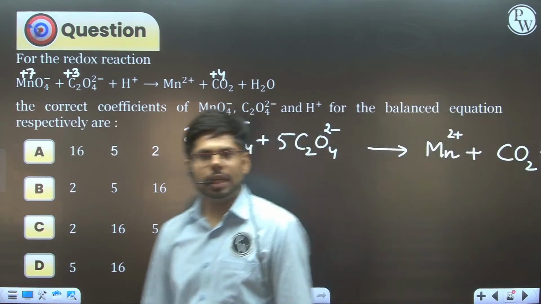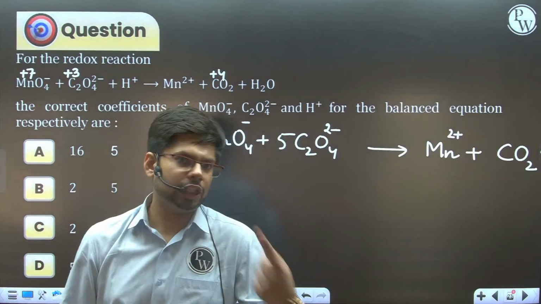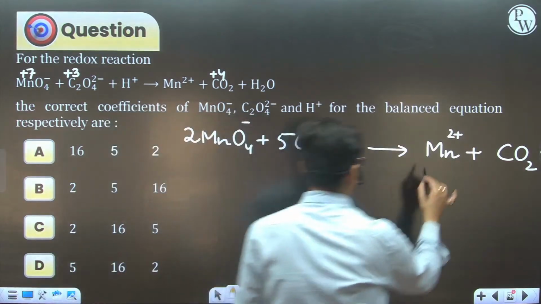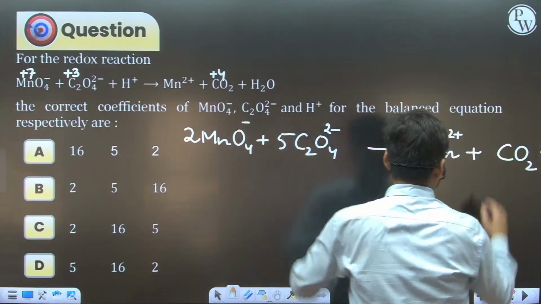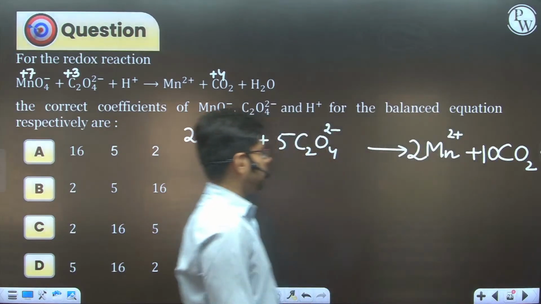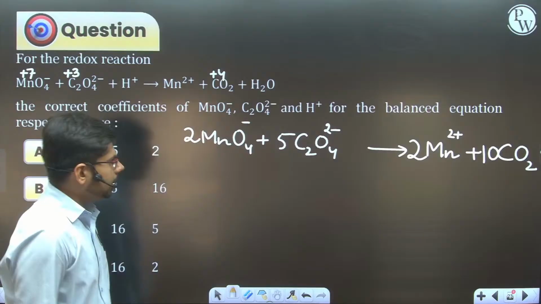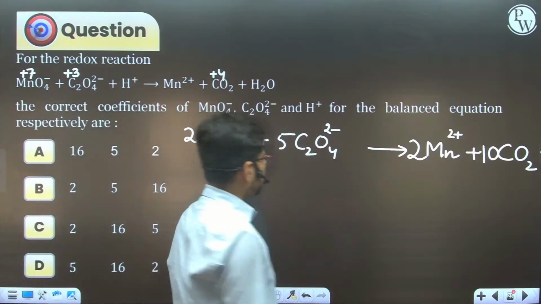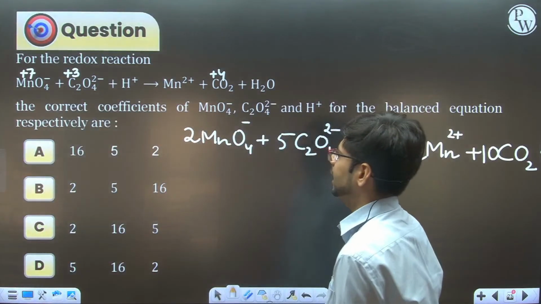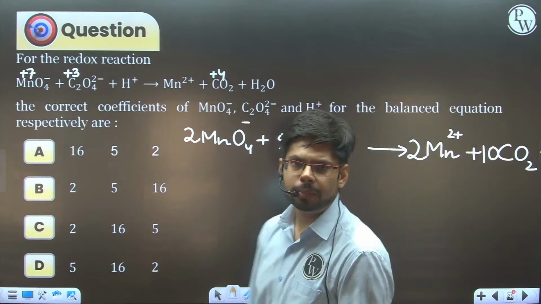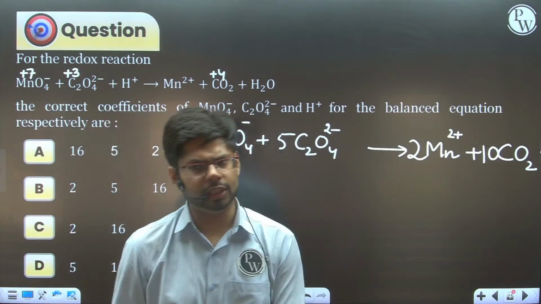Now balance those elements which underwent change in oxidation state. So manganese, and here we have 2 carbon atoms to be balanced, so 10 CO2. Finally, we will balance oxygen atoms and then hydrogen atoms. So oxygen atoms need to be balanced now. In acidic medium, check which side is having a deficiency of oxygen.